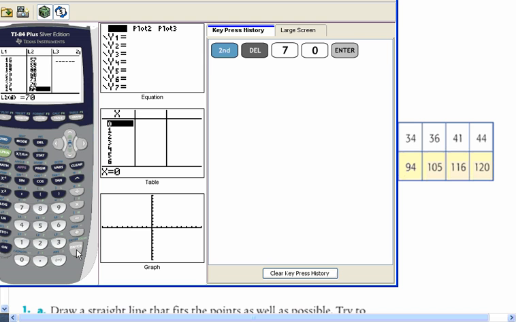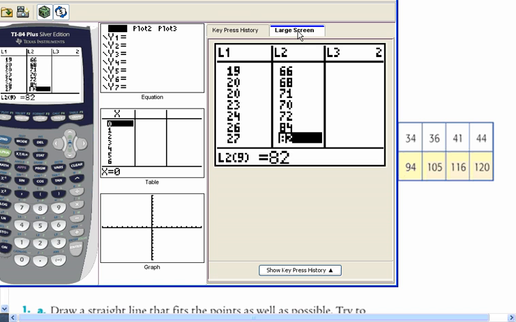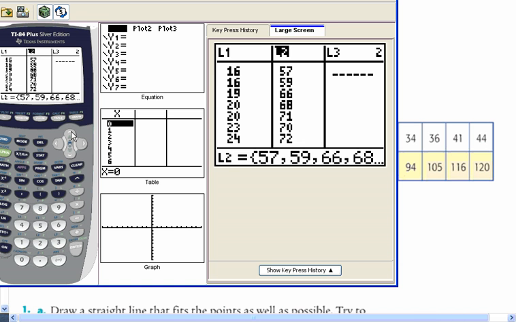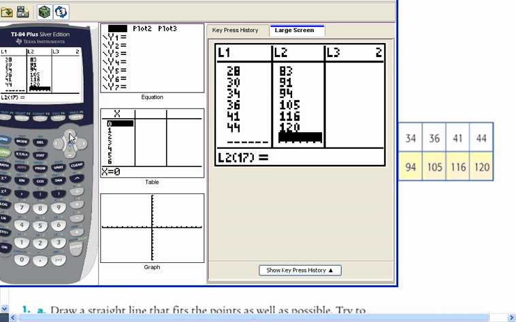Okay. Now, one way to check your list, let me put the large screen on here for you. The calculator is going to be really sensitive. You need an L1 value for every L2 value to do all the things that we want to do. So you want to check at the very end and make sure that the numbers line up. And you can see here at the very end, I have 144, 120, which is the last number in my list.